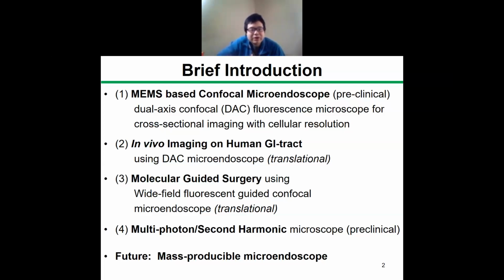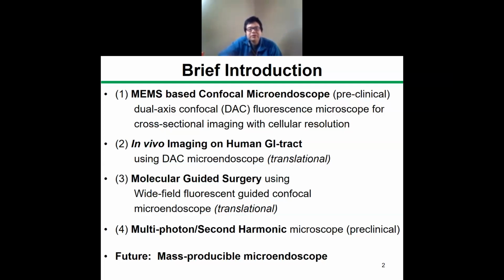First, I'll cover the microsystem-based confocal microendoscope for clinical application, and introduce a little bit about in vivo imaging on the human GI tract, which is totally translational. The third one, we are working on molecular guided surgery using the wide field fluorescence guided confocal microendoscope to guide the surgeon. And the fourth one combines fluorescence and label-free molecular imaging using the multi-photon and second harmonic microscope.